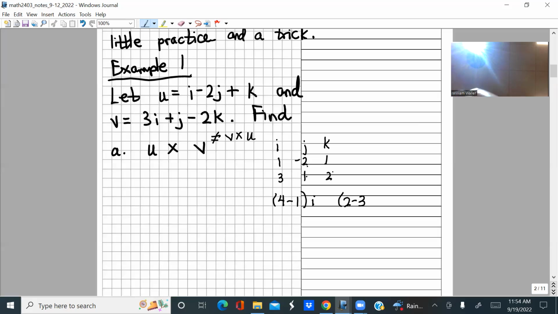Is this -2? Did I erase the minus? Yeah, okay. Thank God y'all stopped me there. All right, so this is -2, but still -3, right? So that's a -2 minus 3.